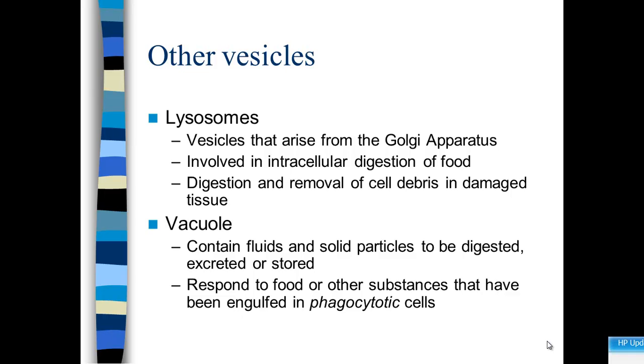The vacuole, which you would find in plant cells, some protozoa, and I believe some other eukaryotic cells, usually contains fluids and solid particles that have to be digested, excreted, or stored. And most often these substances have to be sequestered or put into a specific spot in the cell because they're toxic to the rest of the cell.